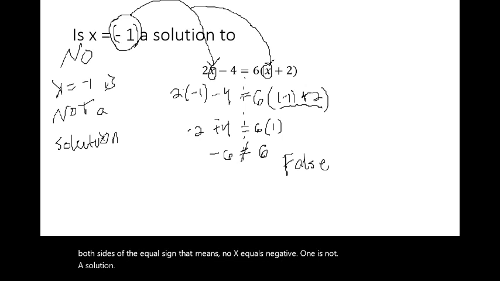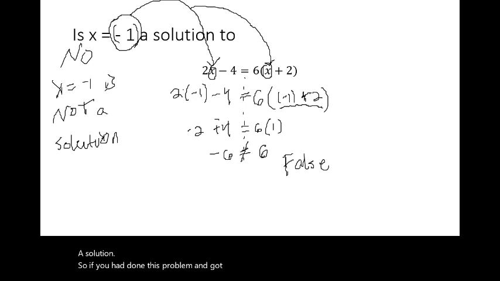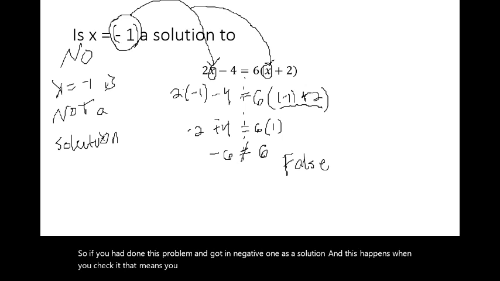So if you had done this problem and gotten -1 as a solution, and this happens when you check it, that means you did something wrong with your solving. That means x equals -1 is not the correct answer, and you need to go back and check your work.